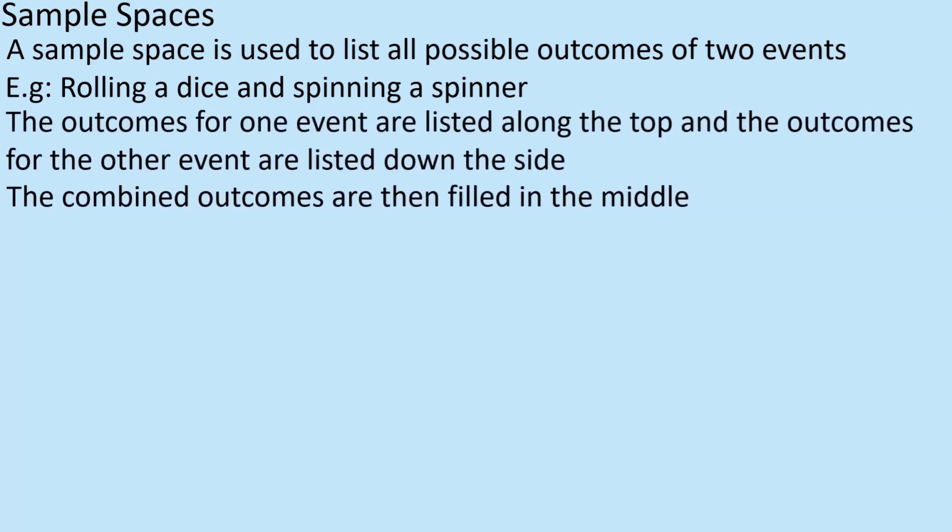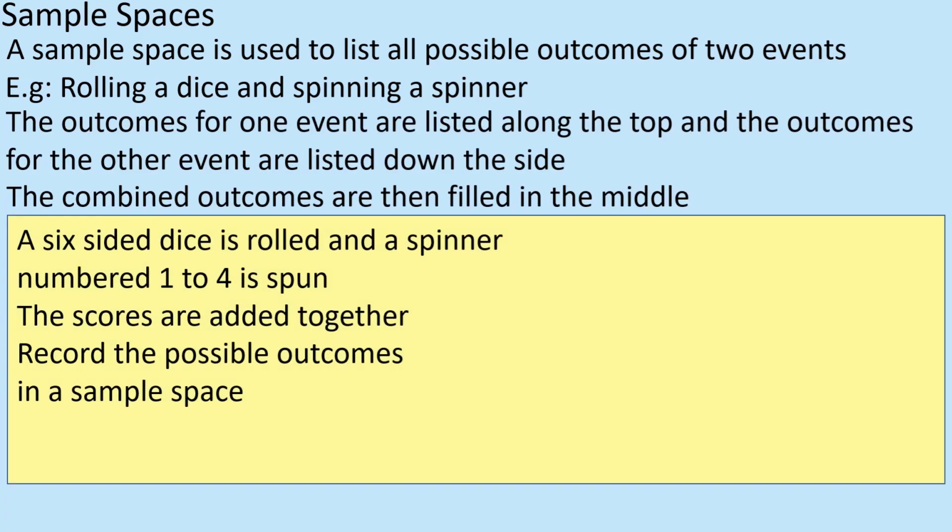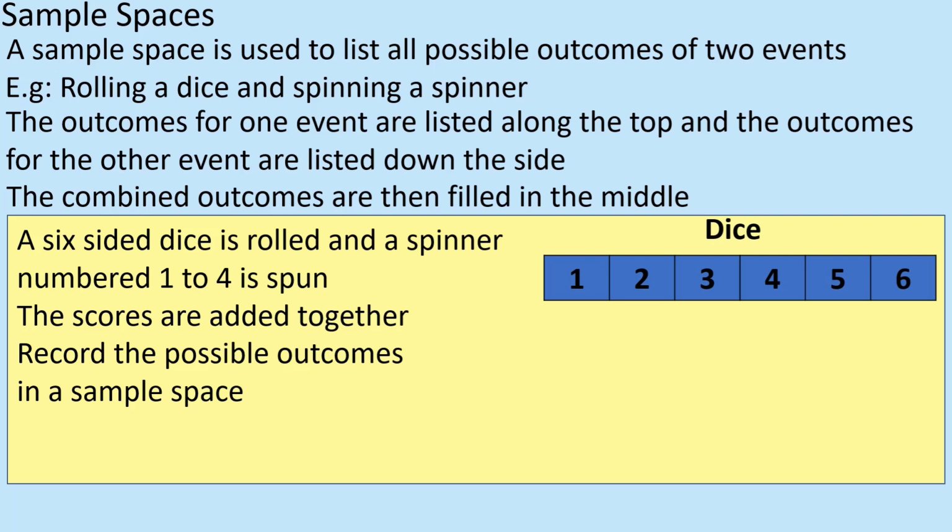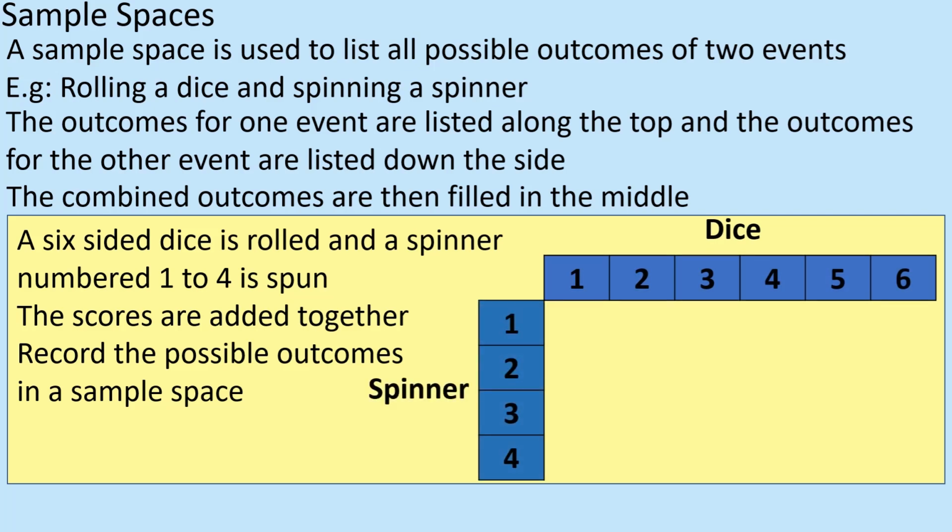Alright, so what is that going to look like? If you've got a 6-sided dice and the spinner has numbers 1 to 4, then you're going to have the dice on the top, and then you're going to have the spinner on the side. And now it says in the question here, a 6-sided dice is rolled and a spinner with numbers 1 to 4 is spun.